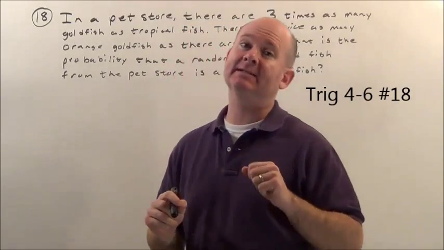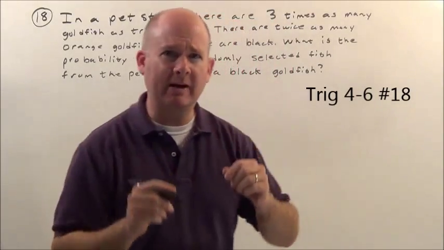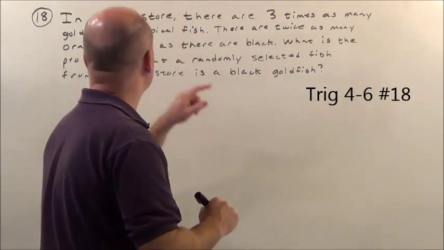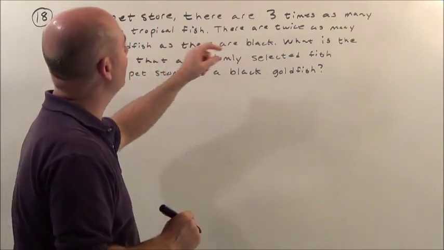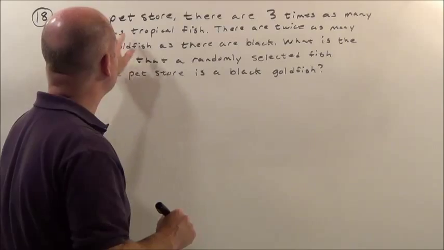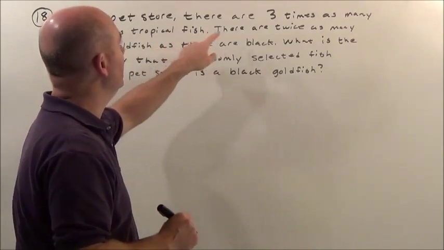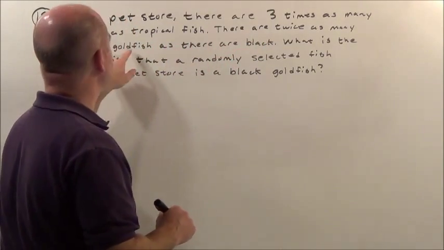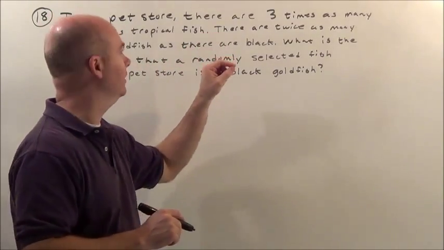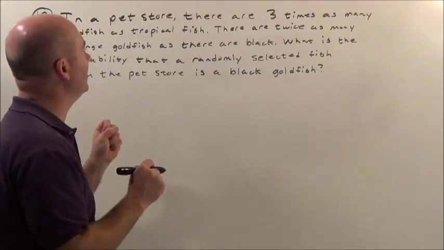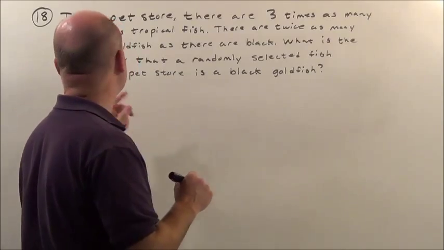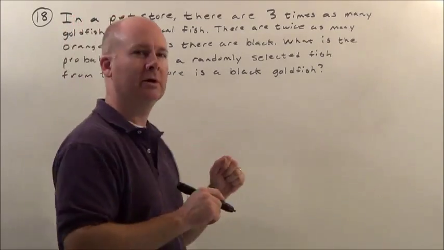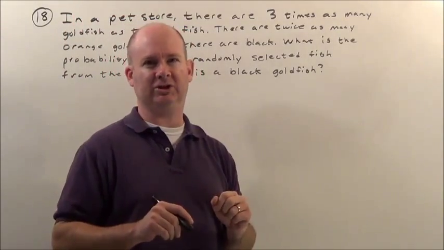Here's problem 18, an SAT problem. It's a little difficult, but I think once we think it through, we'll be able to get it. It says, in a pet store, there are 3 times as many goldfish as tropical fish. There's twice as many orange goldfish as there are black. So it says, what is the probability that a randomly selected fish from the pet store is a black goldfish?